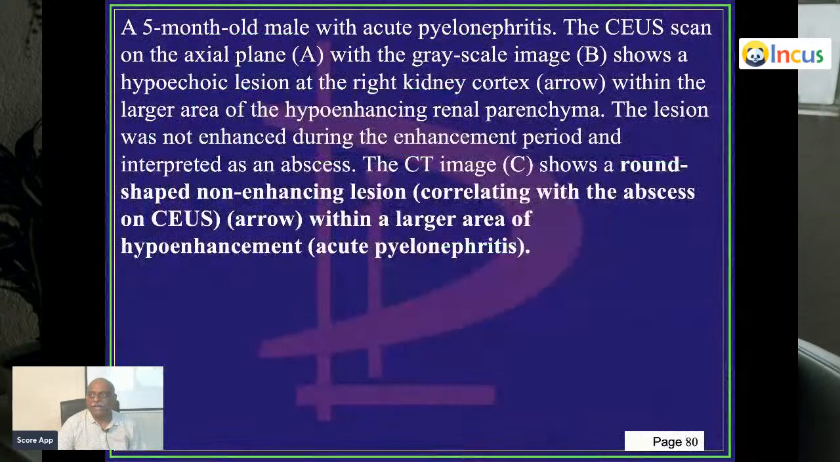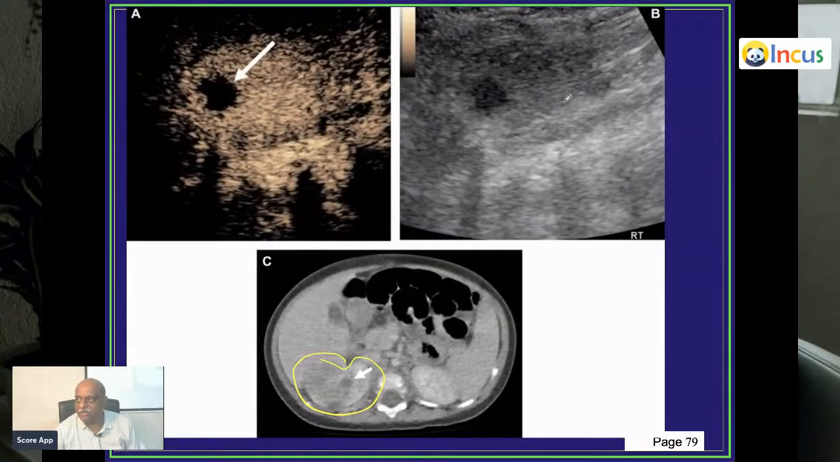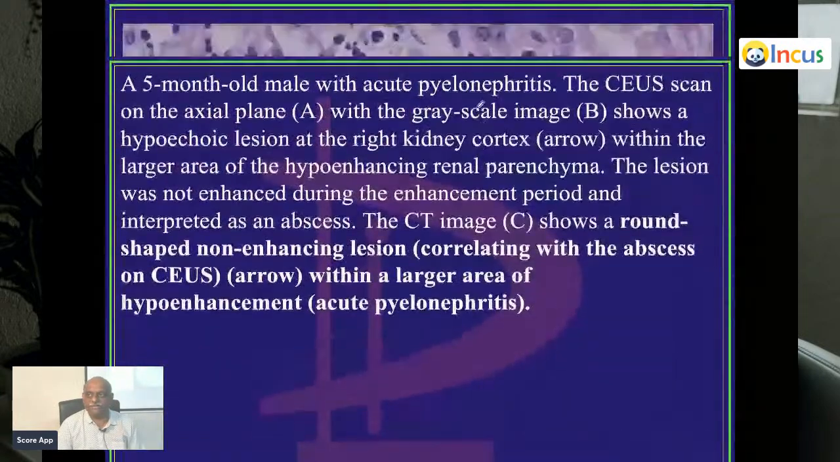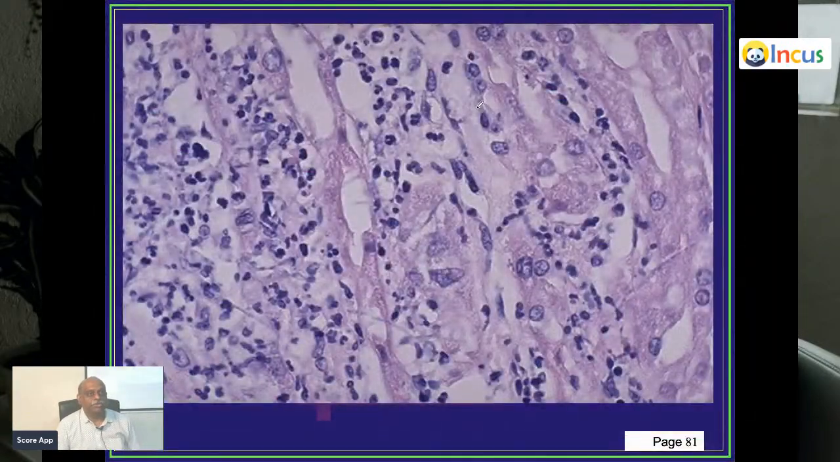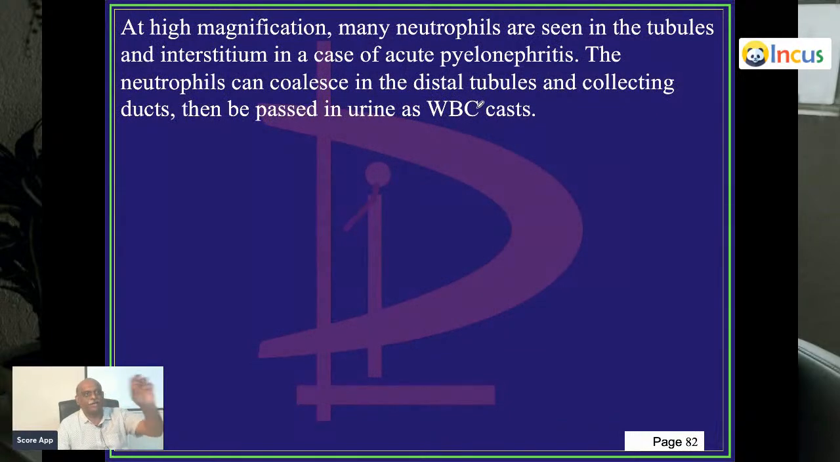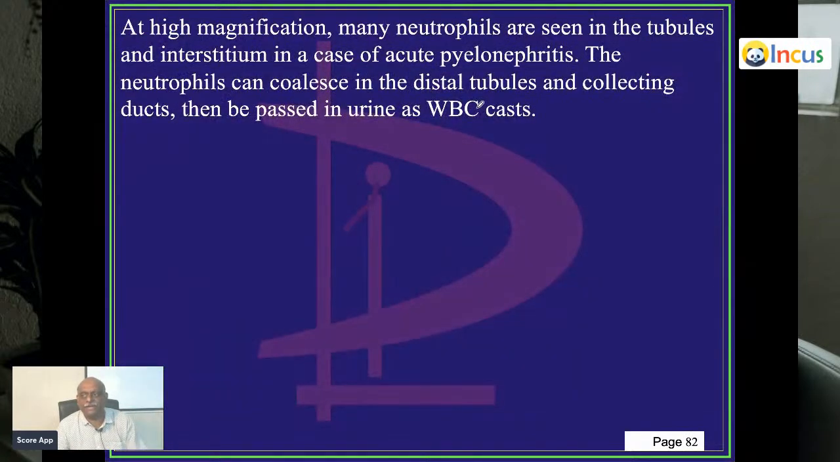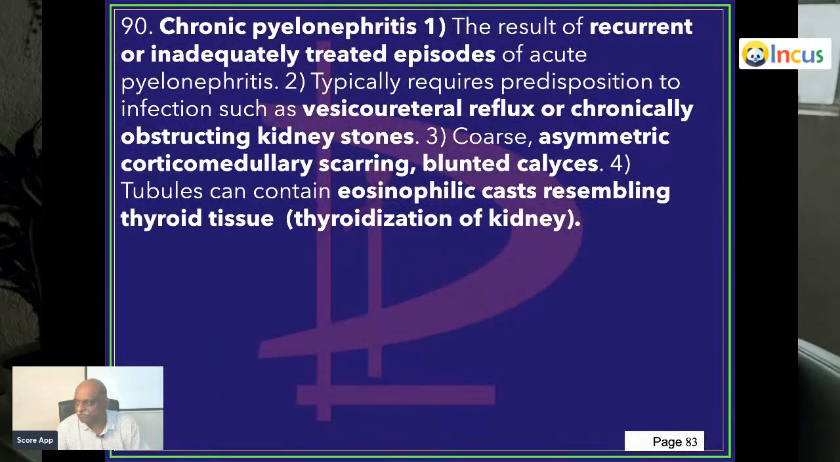So what you are seeing here, doctor, is the kidney which has developed pyelonephritis. And here you have done the ultrasound, and typically the inflammation around the kidney can be identified on the ultrasound also. So here what you see is neutrophilic bombardment and infiltration directly into the kidney, into the tubules and interstitium, in the case of acute pyelonephritis, which you need to remember.